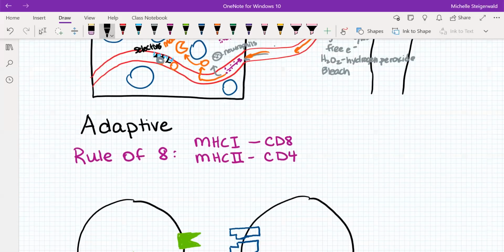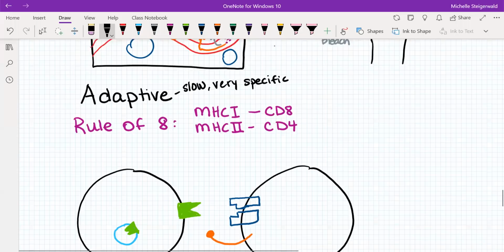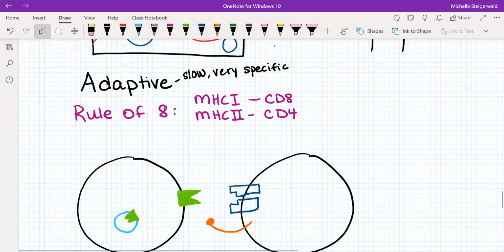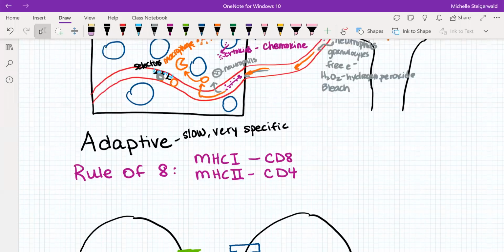So the adaptive system is slow, but it's very specific. Instead of a grenade, this is a sharpshooter. They're not going to do collateral damage. They're going to identify the target, find exactly what they need to kill the target, and then kill the target. In the adaptive system, we're going to talk about a couple of different cells, like your T cells and B cells. Both of those are considered lymphocytes.